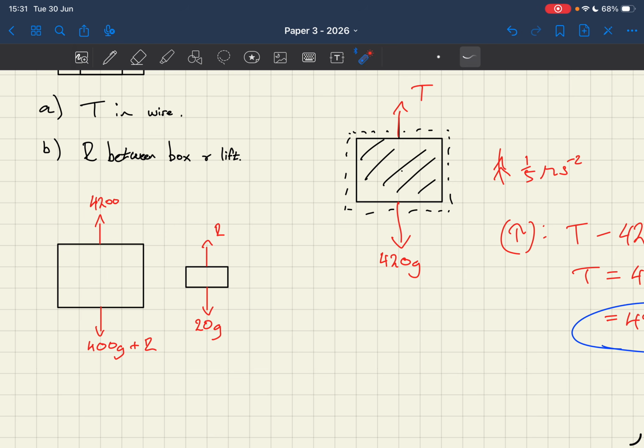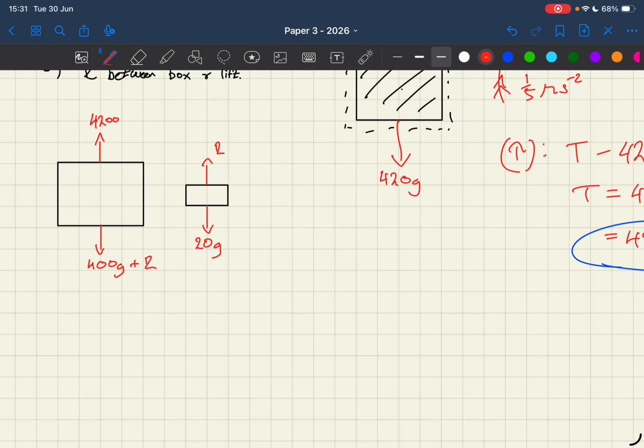Basically connected particles is what's going on, yeah. But we don't really care how they're connected, but they both have the same acceleration is the thing to remember. So they're both going to be moving with that fifth of a meter per second. So doing this, we'll do simultaneous equations. I'll call this lift. This can be box. So looking at the lift, what's pulling us up is going to be that 4,200. What's pulling us down is 400g and R, and that must be equal to 400 for our mass times by a fifth, so 80.